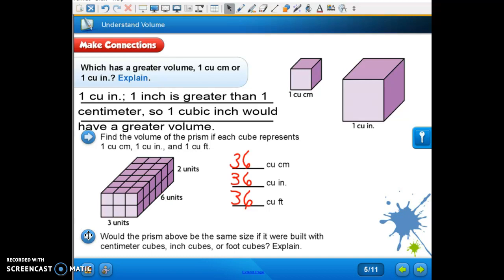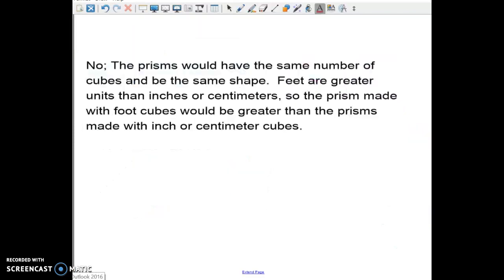Okay. Would the prism above be the same size if it were built with centimeter cubes, inch cubes, and foot cubes? Would it be the same? No. It would have the same number of cubic blocks, but each block would be of a different size. Okay, so I'm going to type that up. So just as we discussed, no, it would not be the same size. The prisms would have the same number of cubes and be the same shape. Feet are greater units than inches or centimeters, so the prism made with foot cubes will be greater than the prism made with inch or centimeter cubes.